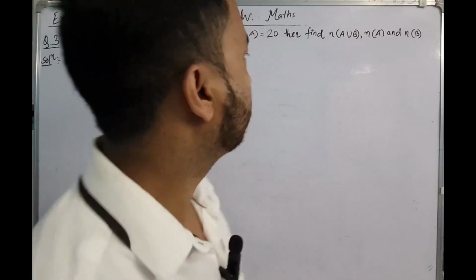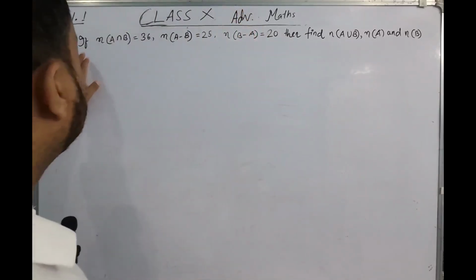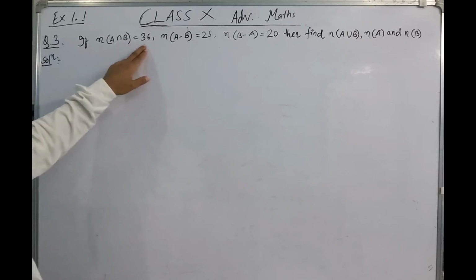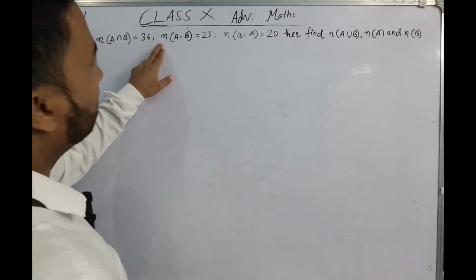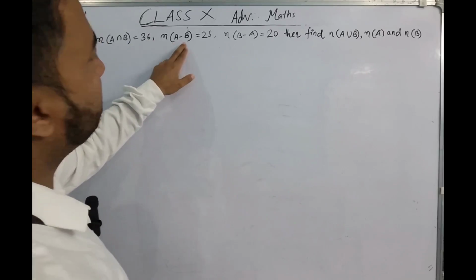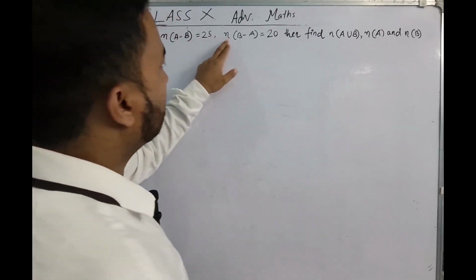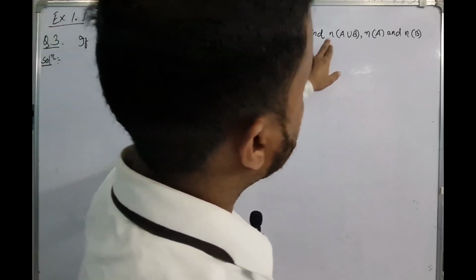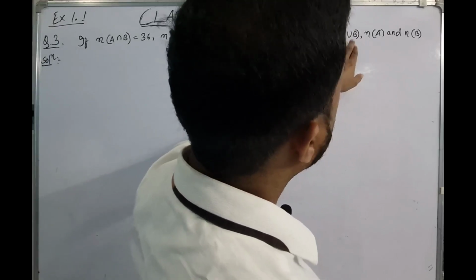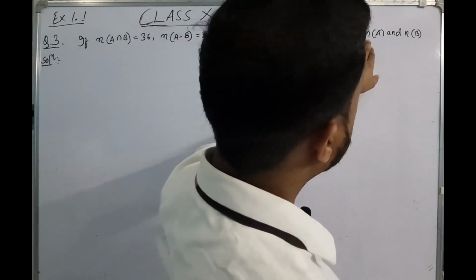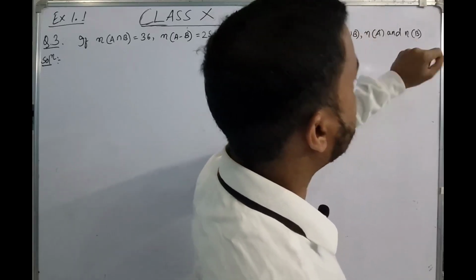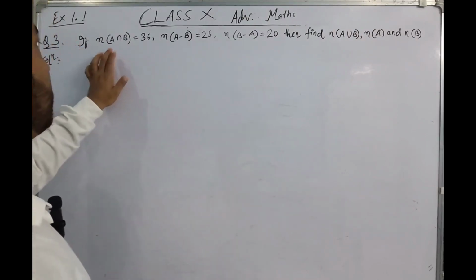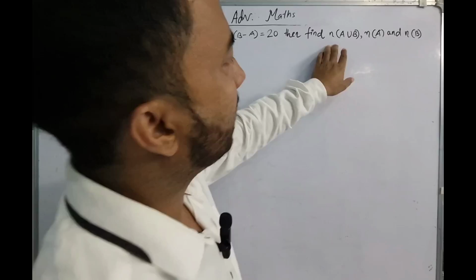Question number 3 is: if the number of elements in the set A intersection B is equal to 36, the number of elements in the set A difference B is 25, and the number of elements in the set B difference A is 20, then find the number of elements in the set A union B, the number of elements in the set A, and the number of elements in the set B.